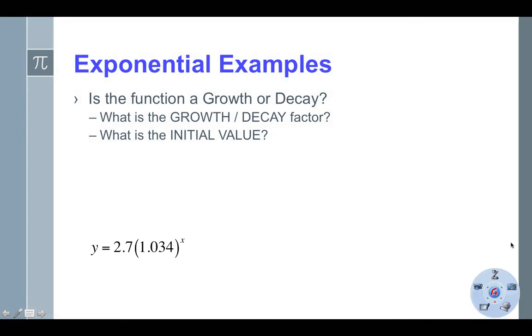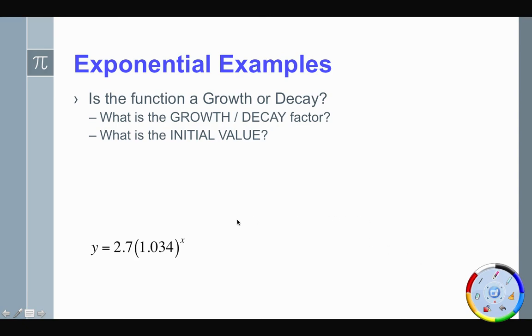All right, two more real-world looking problems where we deal with decimals, which turn out to be percents, as you'll see in the third video, actually. In this particular case, we have y equals 2.7 times 1.034 to the power of x. I know that this number right here is bigger than 1. That is very easy to see. Therefore, it is a growth function. That growth factor is 1.034, and the initial value is 2.7.